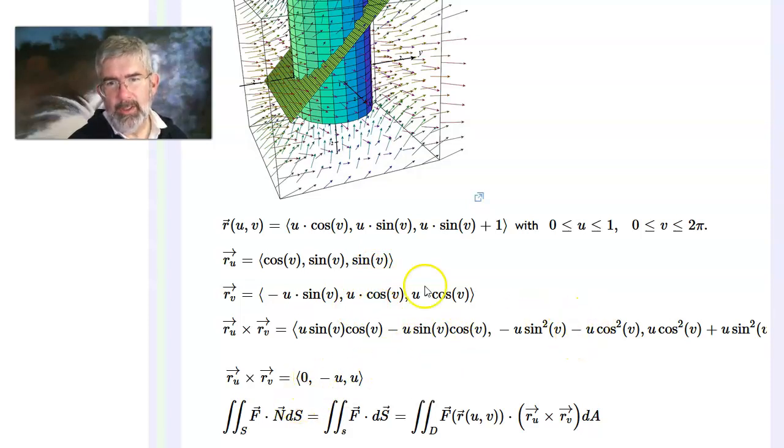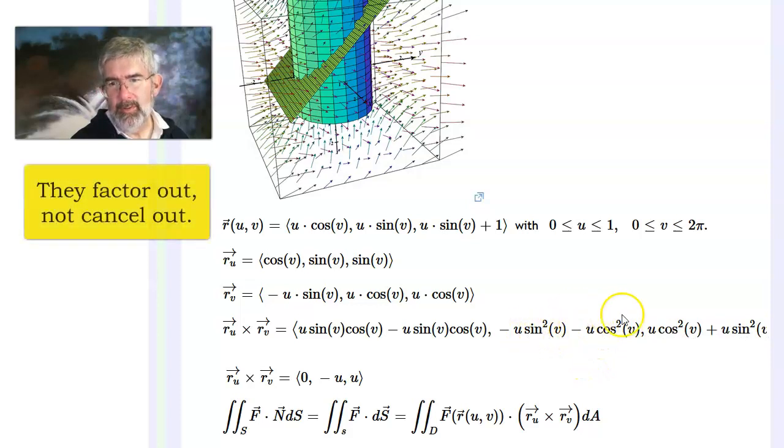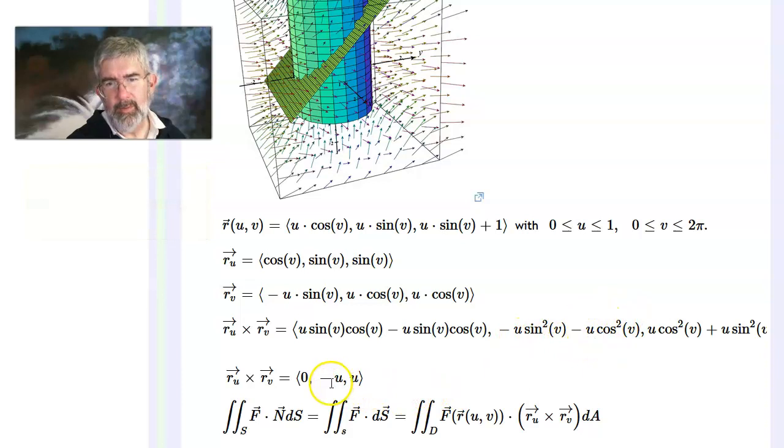The second component here is sine V times minus U sine V, so that's the minus U sine squared V. And then I've got cosine V times U cosine V, so that's the minus U cos squared V. The minus U's cancel out, the sine squared V plus cos squared V is 1, and so that turns into a negative U.